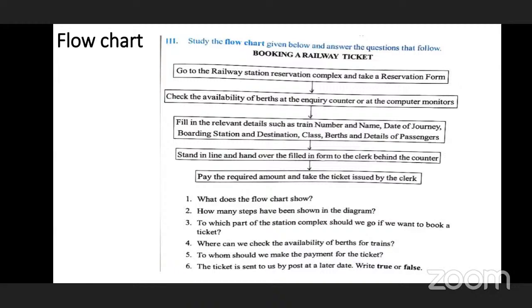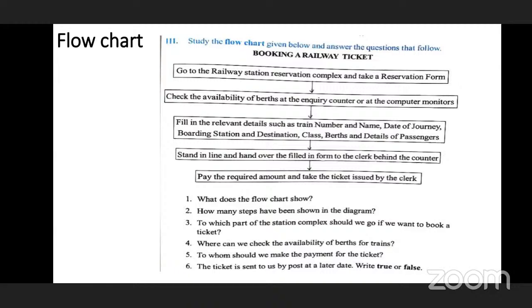Let's try to answer the following questions. What does the flowchart talk about? The title can be the answer. The flowchart talks about how booking of a railway ticket should be done. How many steps have been shown in the diagram? If you count the number of boxes, the total will be the answer. 1, 2, 3, 4, 5. Five steps have been shown in the diagram.